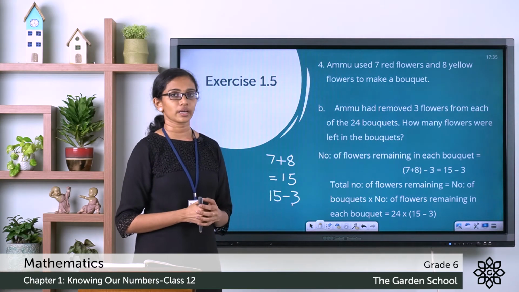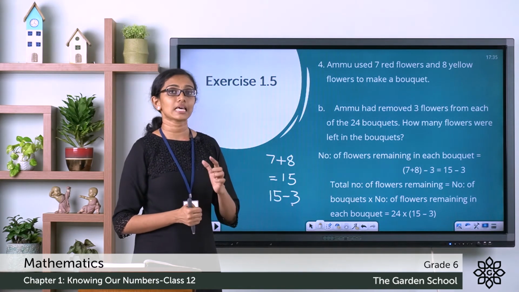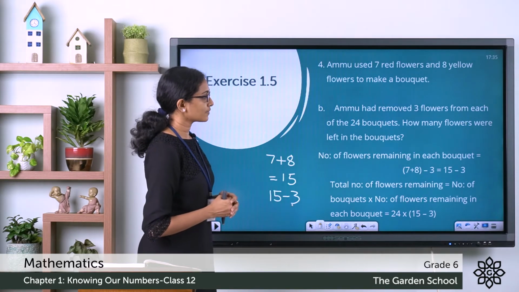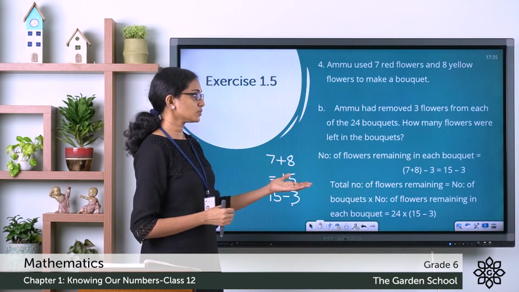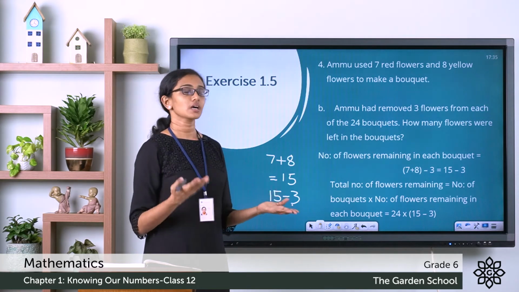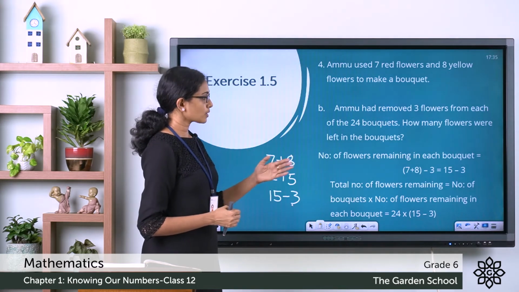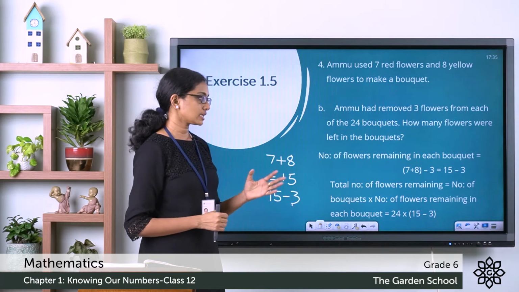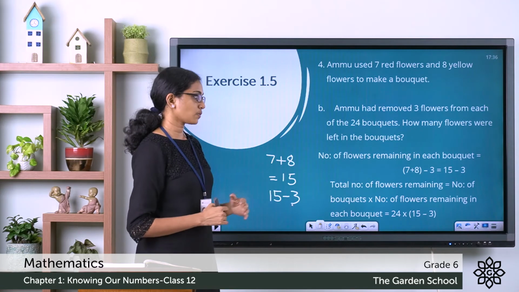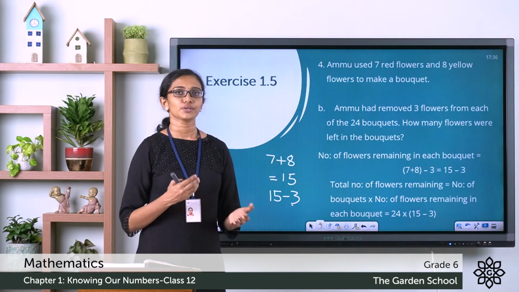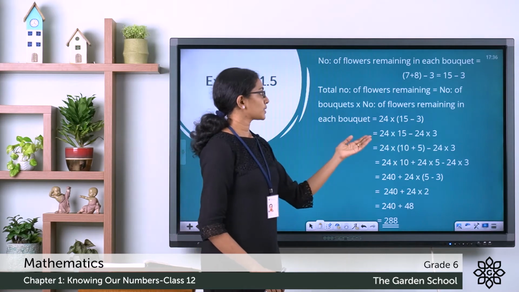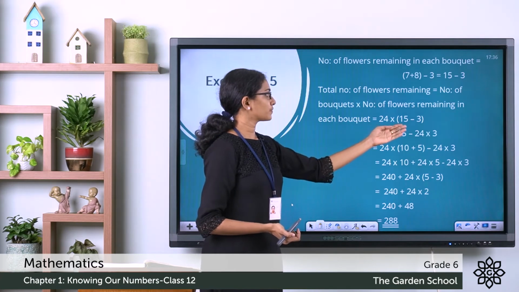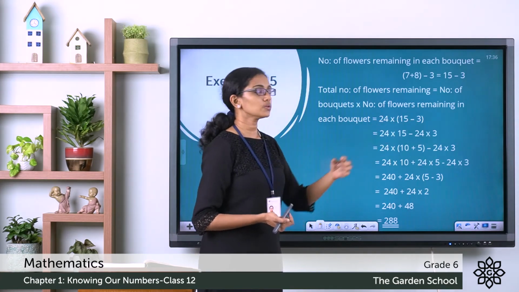And there are 24 such bouquets. So to find out the total number of flowers left in 24 bouquets, let's see what we can do. See the steps. Number of flowers remaining in each bouquet is equal to 7 plus 8 minus 3, which is 15 minus 3. Total number of flowers remaining is equal to the number of bouquets times the number of flowers remaining in each bouquet. That is equal to 24 × (15 − 3). So that becomes 24 × (15 − 3). If you open the brackets, it becomes 24 × 15 minus 24 × 3.